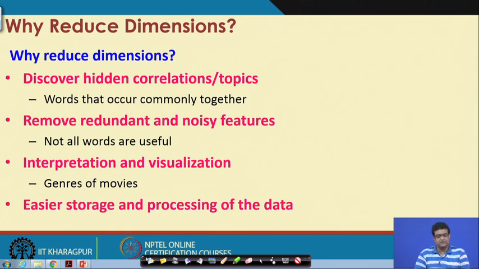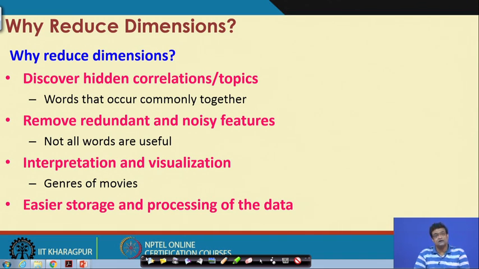Another important application is to remove redundant or noisy features. For example, you are trying to do some text classification, determining whether a particular text belongs to sports or music or which category, and you do not want to use confusing words. So you may want to remove the confusing words as dimensions.